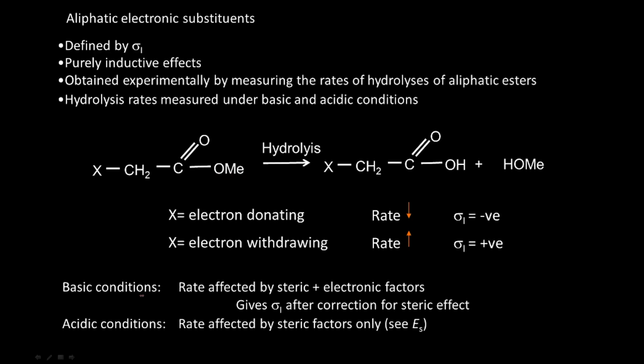So under basic conditions, the rate is affected by steric plus electronic factors, like I mentioned. So it gives sigma 1 after correction for steric effect. Under acidic condition, the rate is affected by steric factors only, that is Es. We talked about Es before, right? Taft size factor. So remember that. Under basic conditions, we'll have steric and electronic effect. Under acidic conditions, we have only steric effect. That is why here we mentioned the sigma 1 here, because you can have steric effect also coming into the picture.